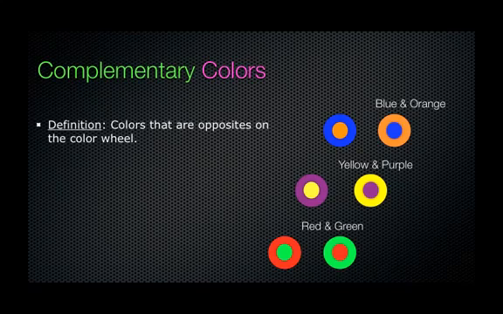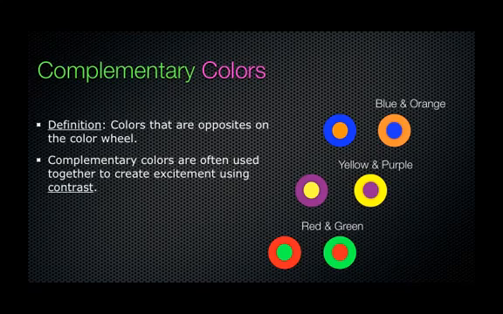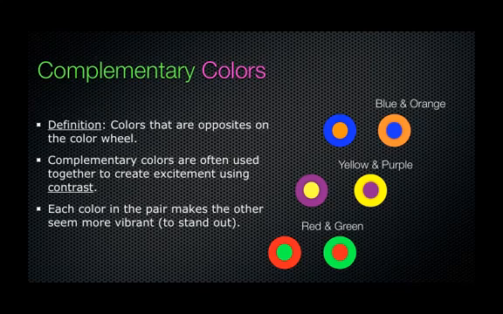Why do we use complementary colors? What's the big deal here? Complementary colors are often used together to create excitement using contrast. And remember contrast, putting two things that are very different together to make things pop out. So each color in a pair, as we see here, makes the other one stand out more, become more vibrant. So if I were to use, let's say for example, red writing on a green background, that writing's really going to pop out. Complementary colors can be used to create a feeling of excitement, something dynamic, to create contrast.